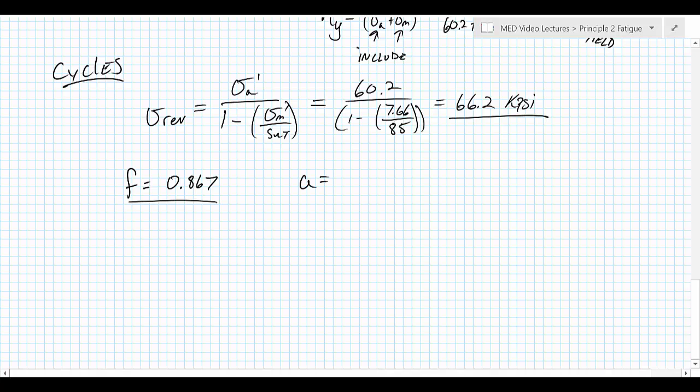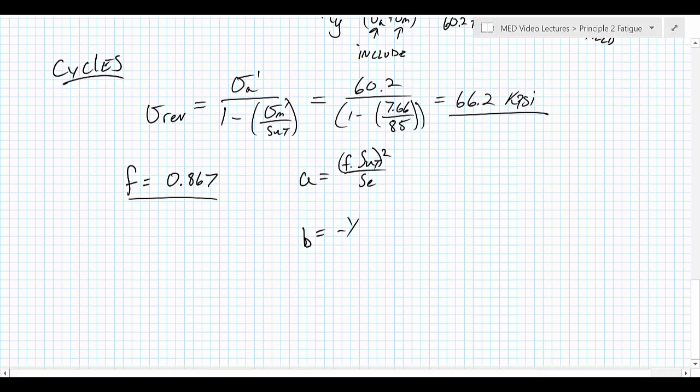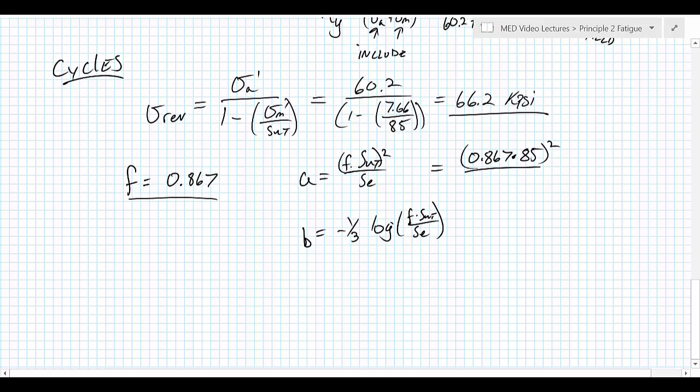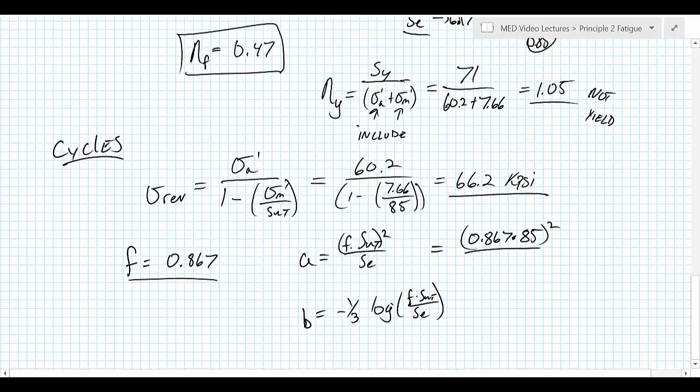We'll also need our a values and our b values. These are what we've seen before: a is the ratio f times the ultimate strength over our endurance strength, squared. And b is negative 1/3 the log of f times the ultimate strength over the endurance strength. So for our situation, just plugging in numbers, we have 0.867 times our ultimate strength of 85 kpsi, squared, and then our endurance strength, which we found before when we did this problem in 6-17, was 29.5.